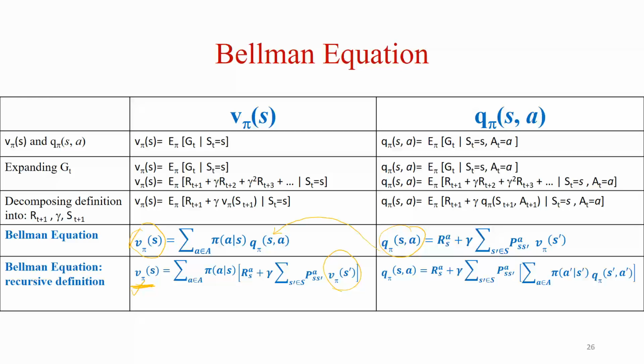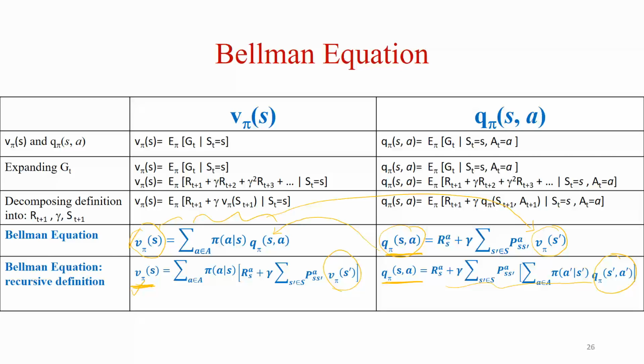Similarly here, notice this action value function is expressed in terms of the state value function. So I can take this definition and plug it in here. Then I get an action value function which is a function of other action value functions. And again, this is important for me to build a linear system which I can solve.